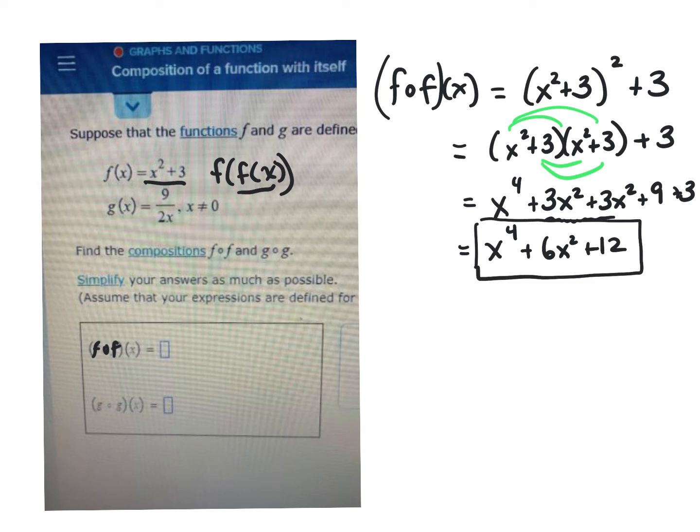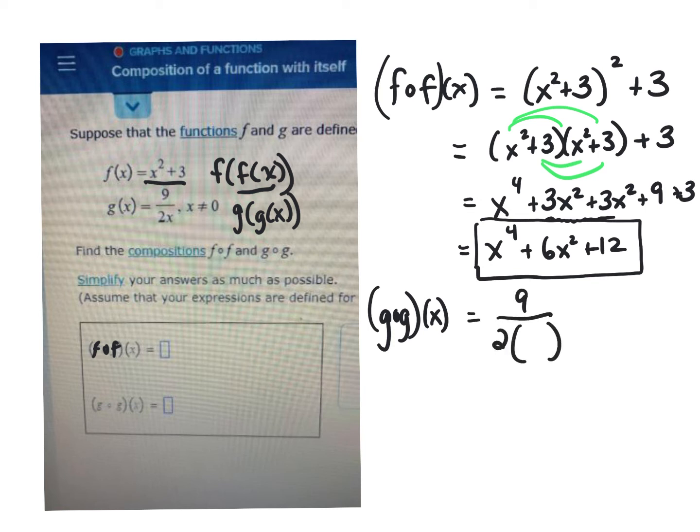Now g composed with g works similarly, except we've got fractions, which is never fun. So we're doing g of g of x. The g function is 9 over 2x, but instead of x, again, I'm going to put the original g function, which is 9 over 2x. If I simplify this, there are lots of ways to do it, but essentially I'm going to end up with 9 over 18 over 2x. The reason why, if you notice, is I'm just multiplying straight across: 2 times 9, 1 times 2x.